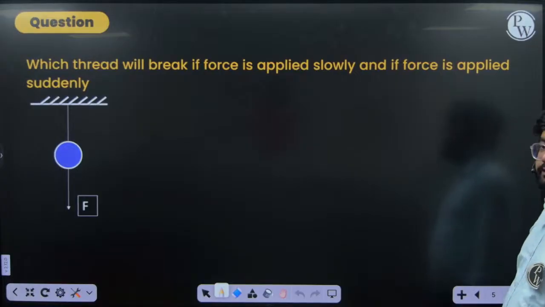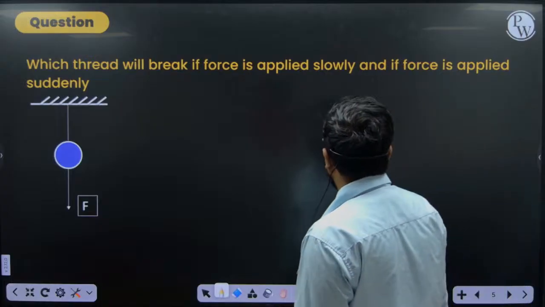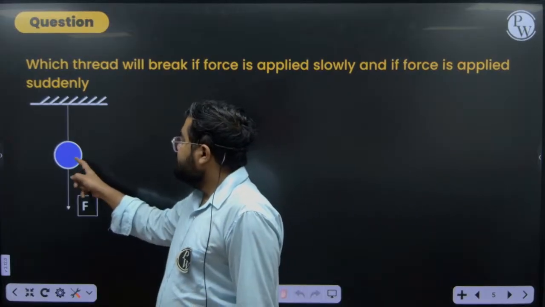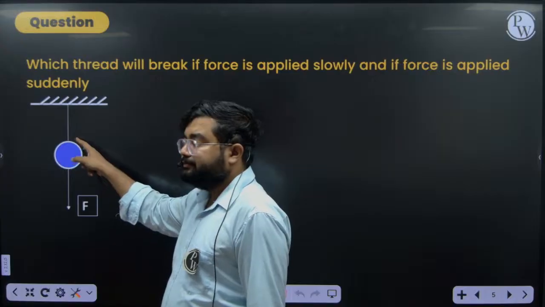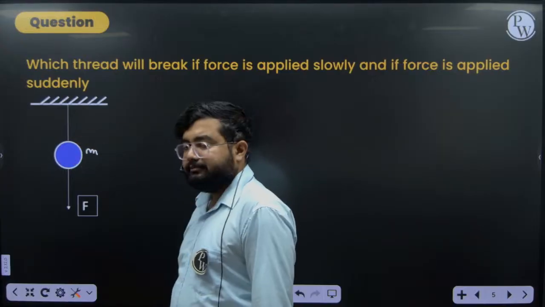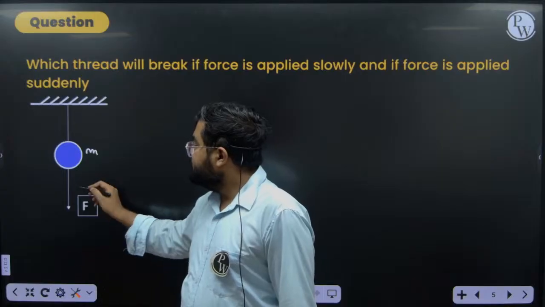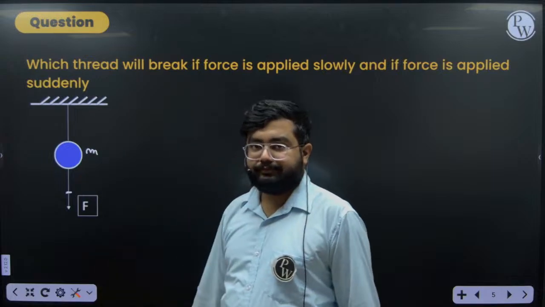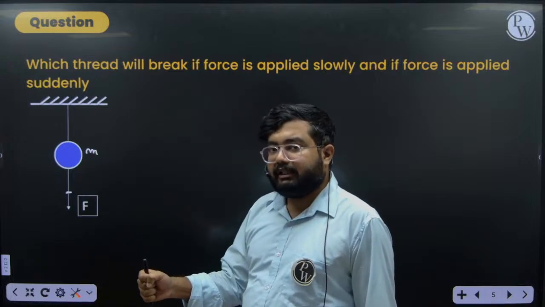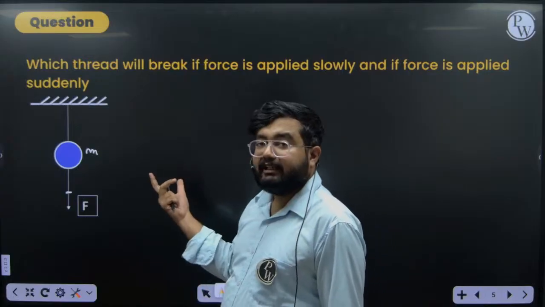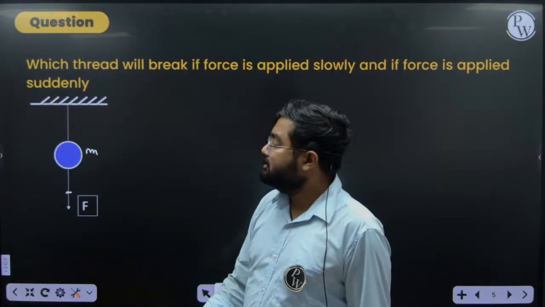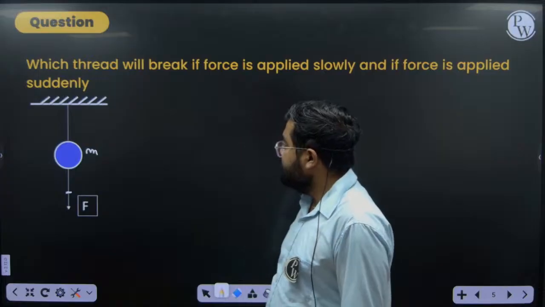Now there is a question for you. Which thread will break if force is applied slowly and if force is applied suddenly? So if you see here, this is an object hanging by a thread. Okay, let us assume the mass of the object is m, and this is another thread below it, and from here onwards we are applying a force F. If we apply it slowly, then which thread will break, the upper one or the lower one? And if we apply the force suddenly with a jerk, then which of the threads will break?